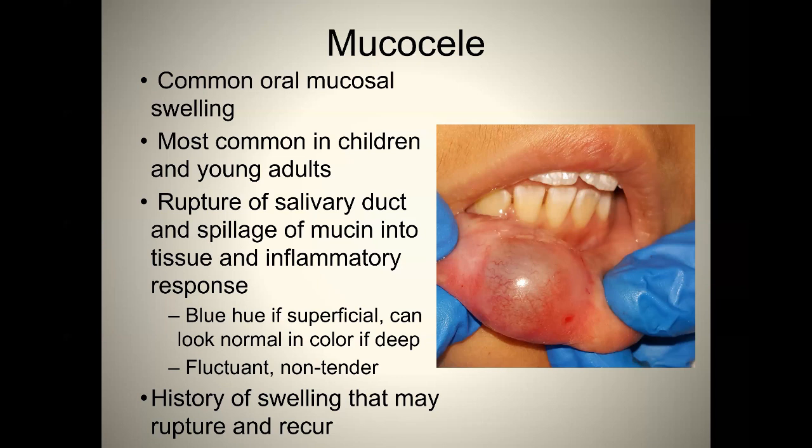These tend to be fluctuant, obviously, because of the mucinous product inside of it, and non-tender. So these are usually not painful to the patient. The patient may give a history of this lesion swelling and then popping or rupturing and then coming back. That's because simply lancing this or performing incision and drainage is going to get rid of the mucin, but it's not going to get rid of that ruptured duct. And the ruptured duct is going to continuously push out spilled mucin into the connective tissue unless it is removed.